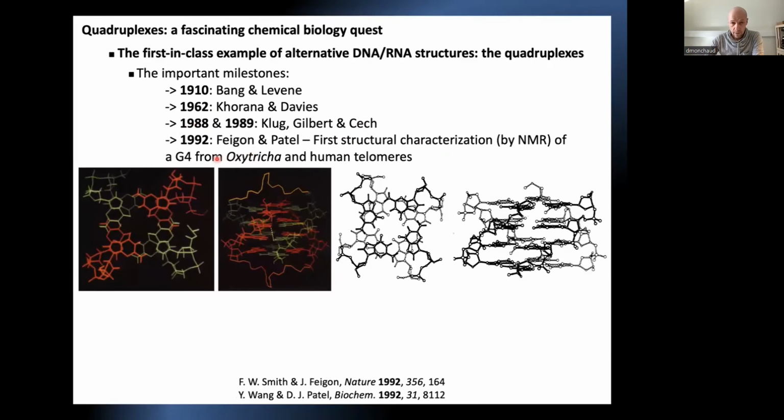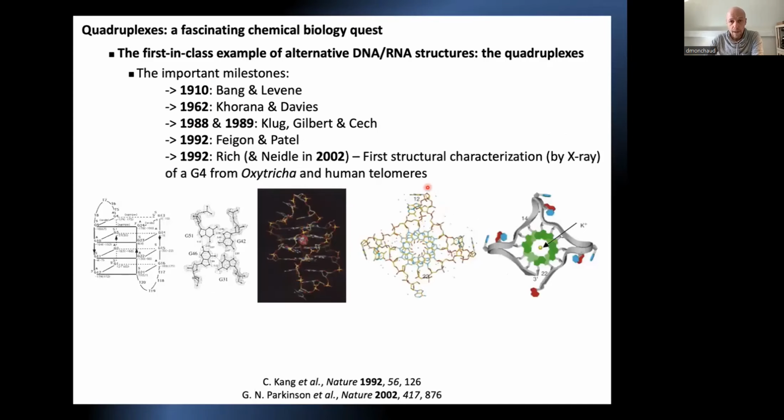The first solution structure was provided in 92, by NMR of two biologically relevant sequences, and we obtained very beautiful structures of the self-stacking of quartets. So this is a quadruplex. In 92 as well, crystal structures of a quadruplex were obtained, but the best-known crystal structure of a quadruplex was obtained in 2002 by Parkinson and Neidle, and this is a fully parallel quadruplex, which is the iconic image of the G4 field.